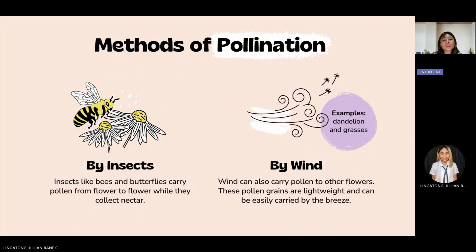On the other hand, wind can also carry pollen to other flowers. Pollen grains adapted for wind dispersal are typically small, lightweight, and often produced in large quantities to increase the likelihood of successful pollination. These grains can easily be carried by the breeze over long distances, reaching stigmas of other flowers.